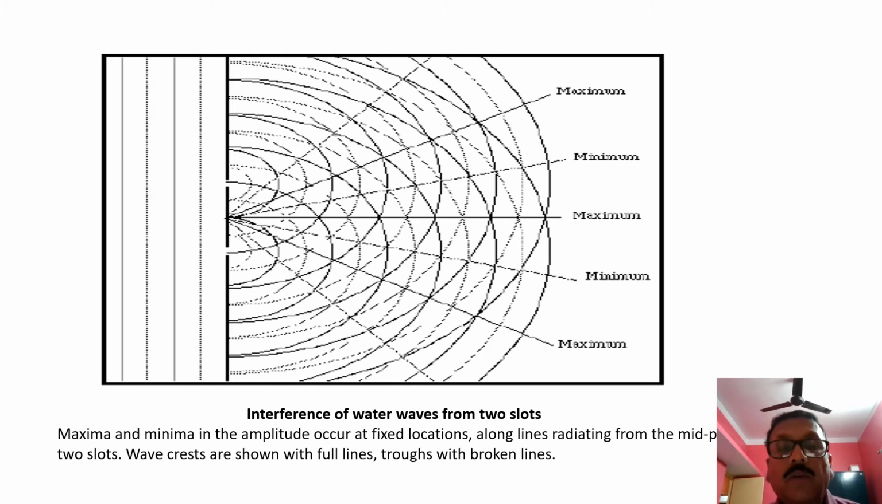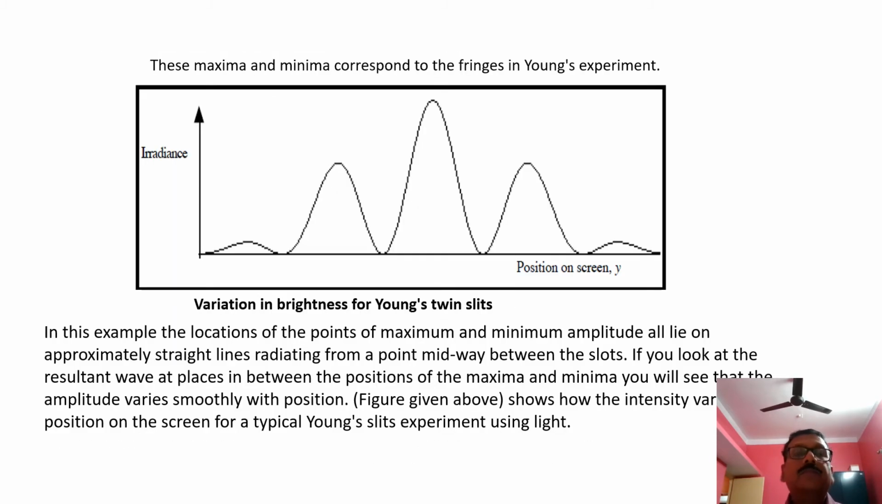Here is the pictorial representation of interference of waves. Here the dotted line shows the trough of the waves and the full line shows the crest of the waves. In this example, the locations of the points of maximum and minimum amplitude all lie on approximately straight lines radiating from a point midway between the slots.